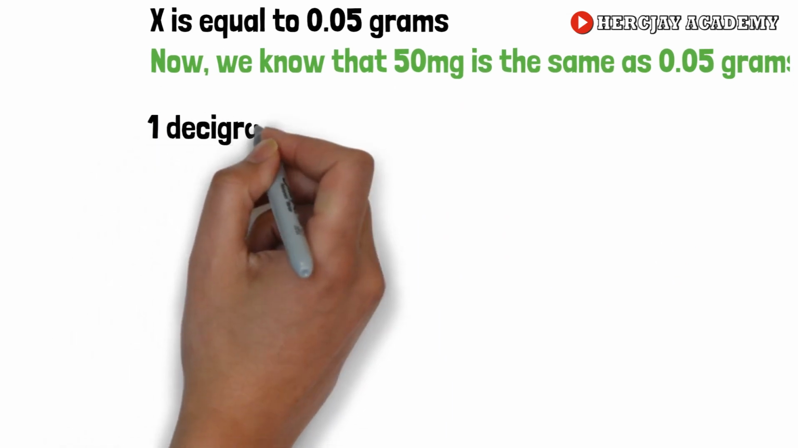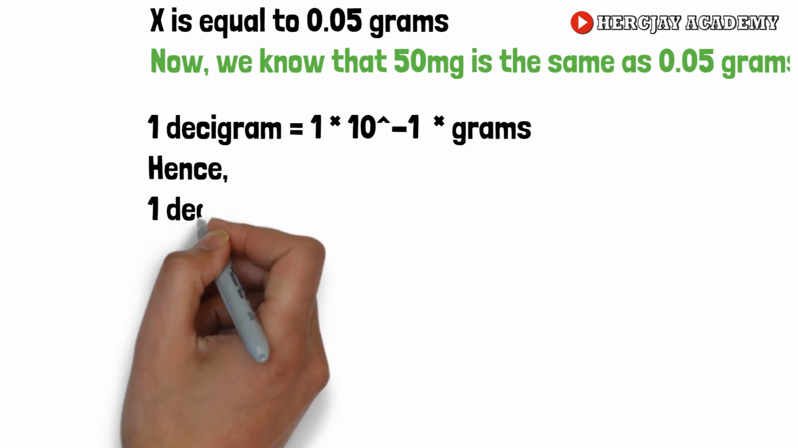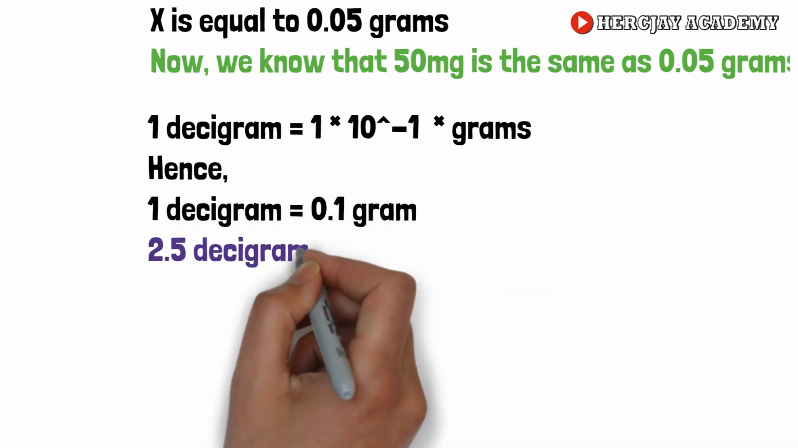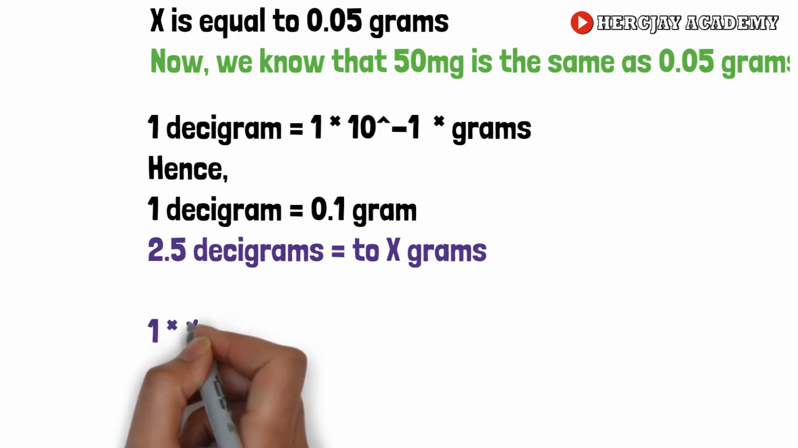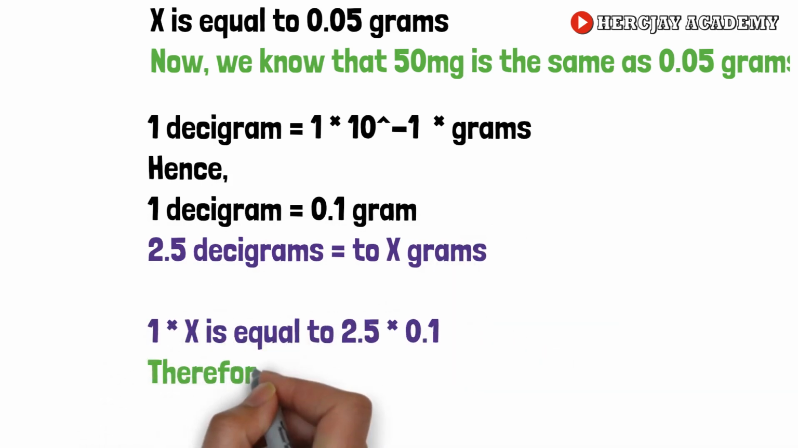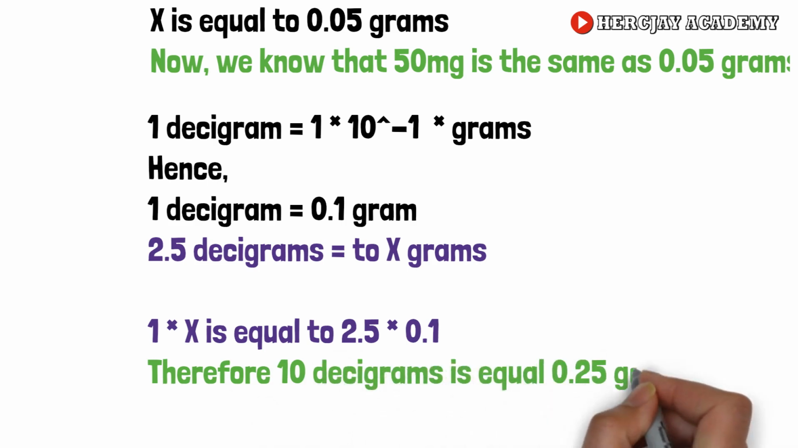1 decigram is equal to 1 times 10 raised to the power of minus 1 times grams. Hence, 1 decigram is equal to 0.1 gram. Now, 2.5 decigrams will be equal to x grams. Let us cross multiply. 1 times x is equal to 2.5 times 0.1. Therefore, 2.5 decigrams is equal to 0.25 grams.